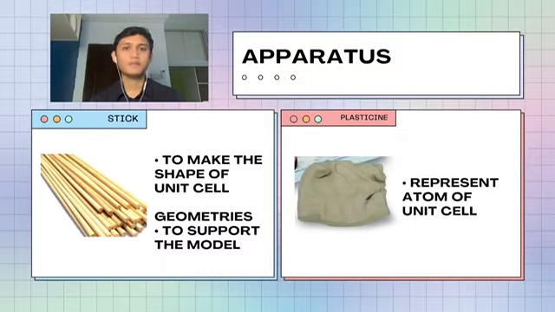The apparatus, first one is stick. Stick is used to make the shape of unit cell geometries and to support the model. Second one is plasticine. Plasticine represents atoms of the unit cell.